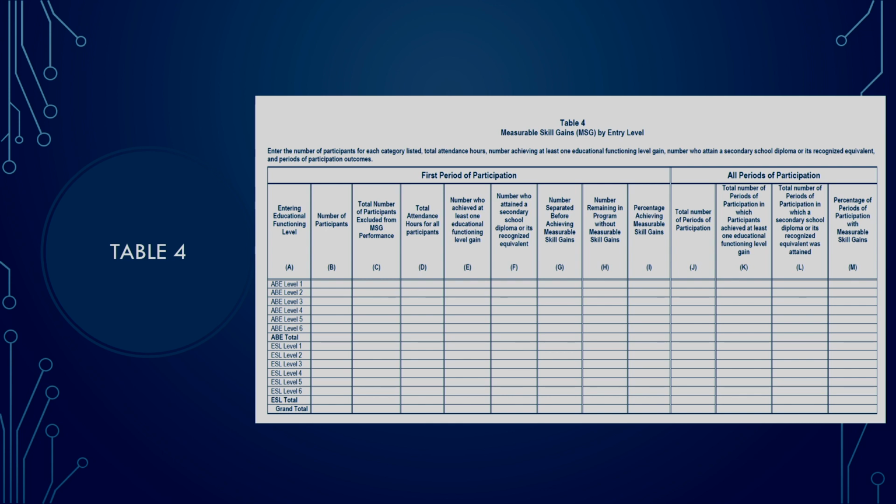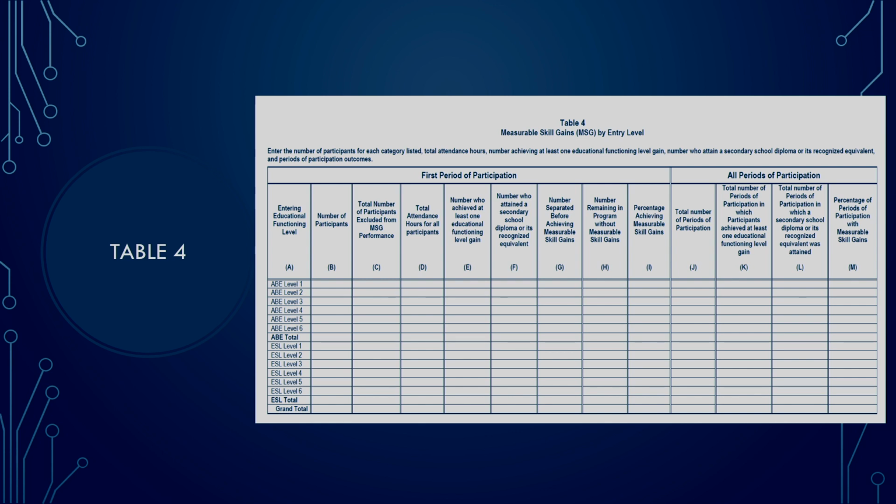There are additional table 4s. When you go into Utopia and you run some of these tables, you'll see a table 4A, 4B, 4C. We're not going to go over those at this time. Do keep in mind that those additional tables are breakdowns of table 4.